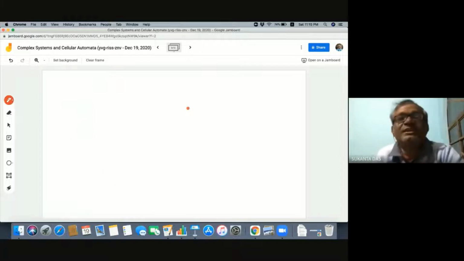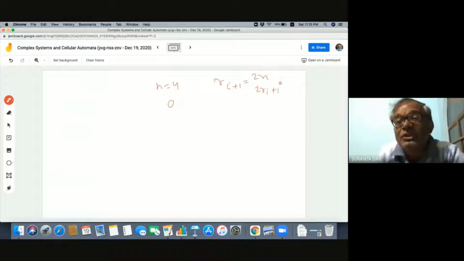Suppose we consider n equal to 4, I mean you have 4 cells here, with null boundary condition. So I'm discussing, as I've said, non-uniform CA. Say first my RMT is 0. From RMT 0, what is the possible RMT for the next position? It was Ri plus 1 is equal to either 2 Ri or 2 Ri plus 1 mod 8.